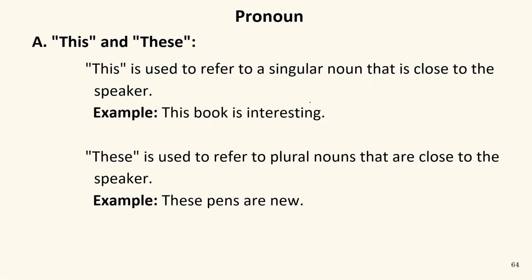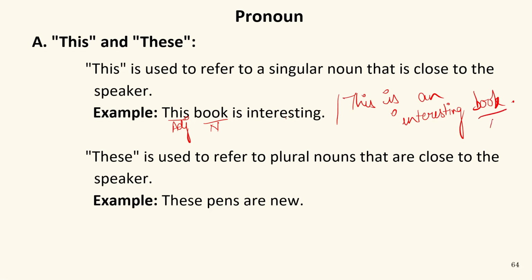Now, this is used to refer to a singular noun that is close to the speaker. This book is interesting. Now, book is a noun. Therefore, this is an adjective over here. But if I say this is an interesting book, in this case, book is a noun and this is a demonstrative pronoun, whereas interesting is an adjective.